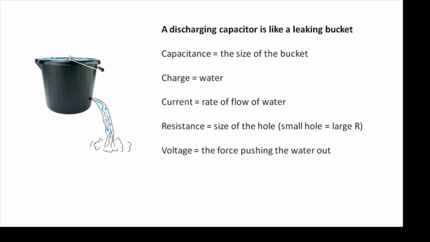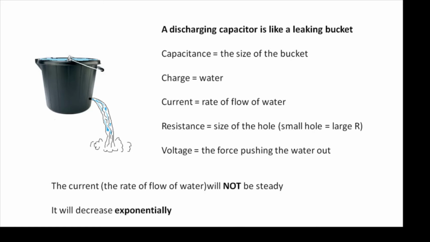We can think of a discharging capacitor like a bucket full of water with a hole in it: a leaking bucket. The capacitance is the size of the bucket. The charge is the water in the bucket, so the current is the rate of flow of water. The resistance is to do with the size of the hole. If it's a small hole, then it's a large resistance. A large hole represents a small resistance. And the voltage is the force which is pushing the water out.